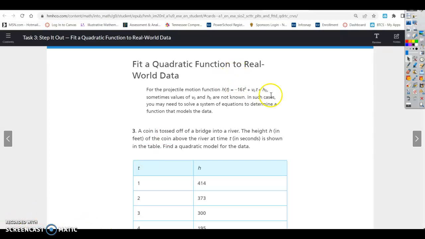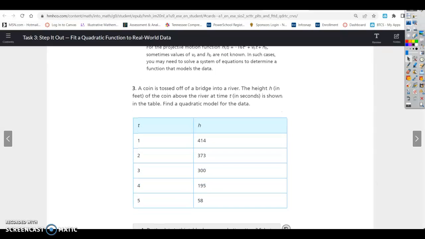All right, by now this function should look familiar because we've used this in several other lessons. Okay, so now they're saying that the v sub o and h sub o may not be known. All right, so in order to find those, let's see how we can use our table of values. So it says a coin is tossed off a bridge into a river. The height h in feet of a coin above the river at time t in seconds is shown in the table. Find a quadratic model for the data.